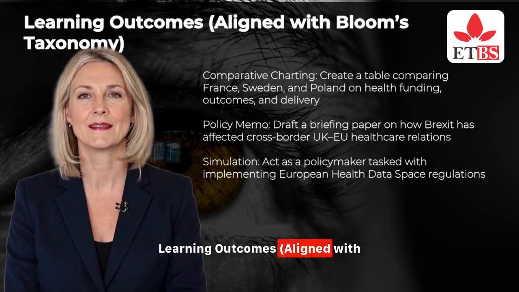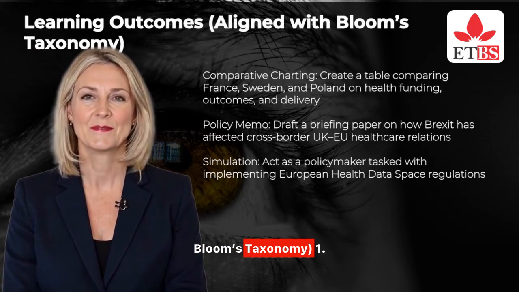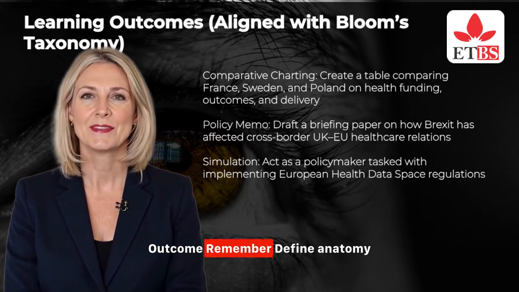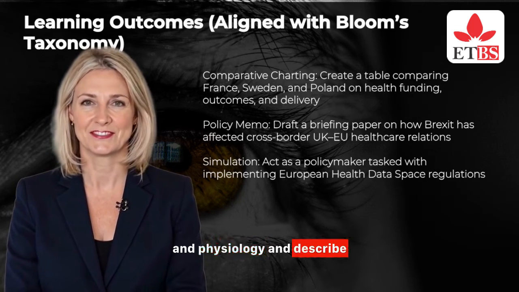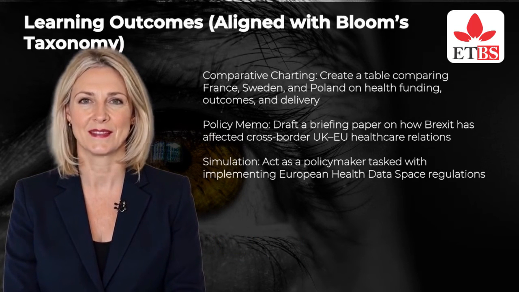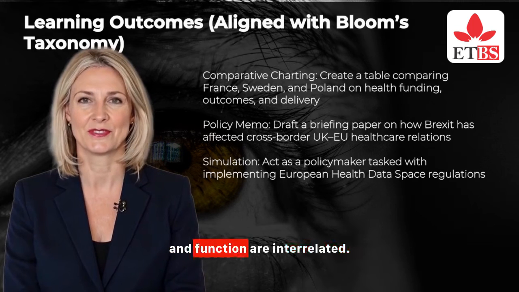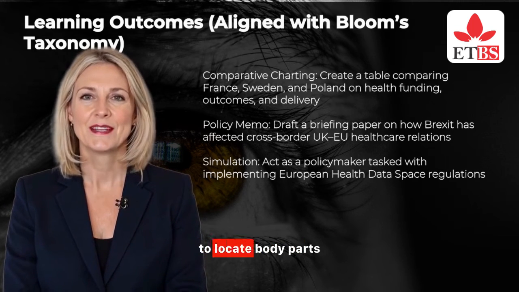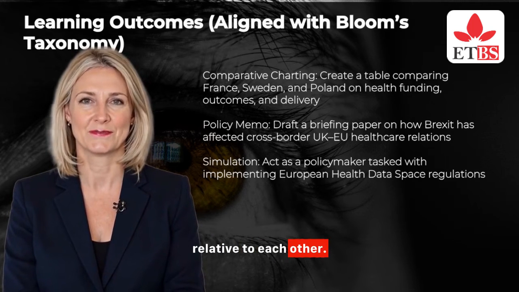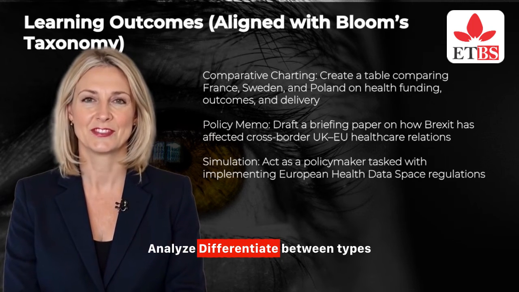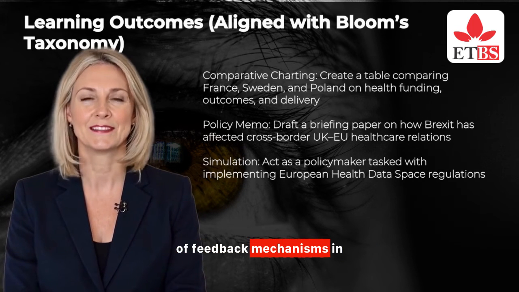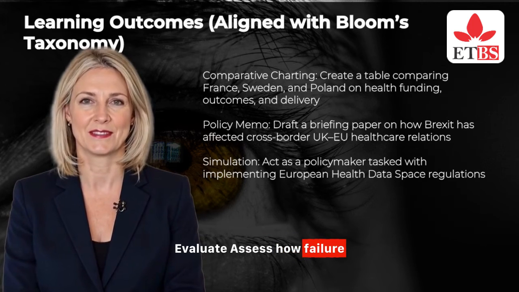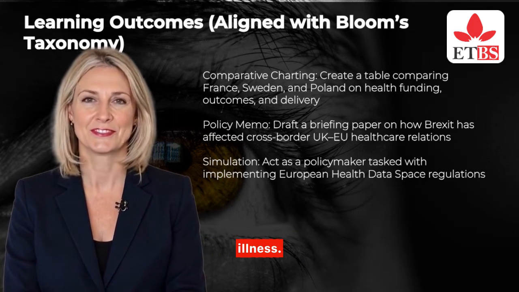Learning outcomes aligned with Bloom's taxonomy. Level and outcome. Remember, define anatomy and physiology and describe basic terms. Understand, explain how structure and function are interrelated. Apply, use directional terms to locate body parts relative to each other. Analyze, differentiate between types of feedback mechanisms in homeostasis. Evaluate, assess how failure in homeostasis leads to illness.